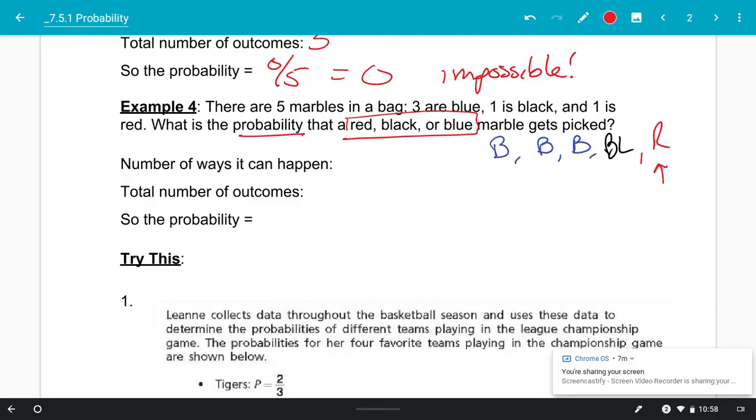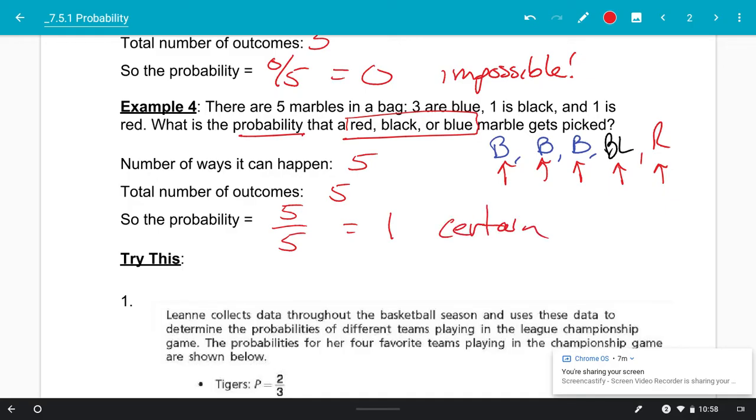Well, any marble that I pick is red, black, or blue, right? So I have 5 different ways that I could be successful here. And there are 5 different marbles that I could have pulled out. So my probability is 5 out of 5, which is 1, so it is certain.